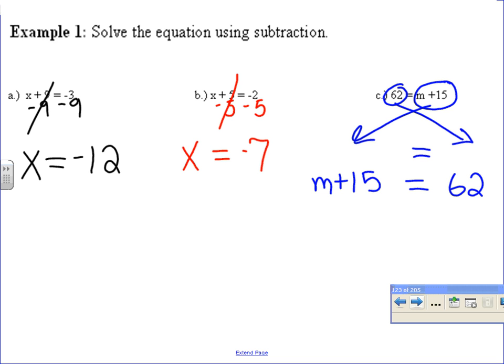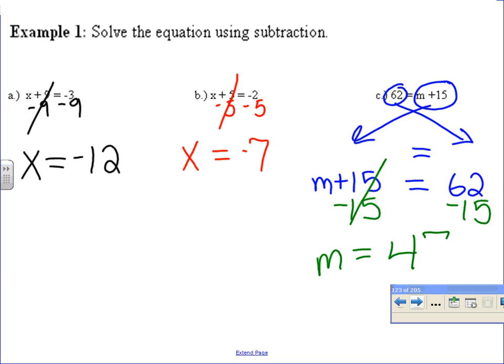Now we're going to solve. So we need to get m all by itself. Justin, how can we get rid of the 15? Okay, but adding a negative is the same thing as subtracting. So I want you guys to put minus 15 underneath. Make sure you're showing your work. You are always doing the inverse operation. The opposite of addition is subtraction. 15 minus 15 is 0. You're left on the left with m. Emma H, what's 62 minus 15?